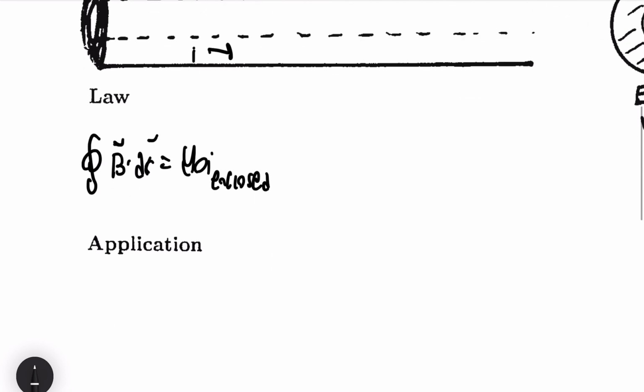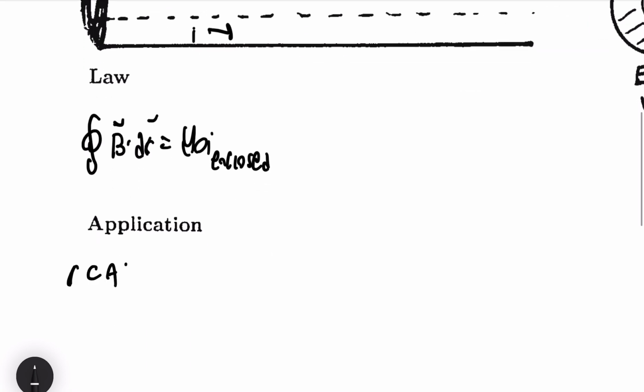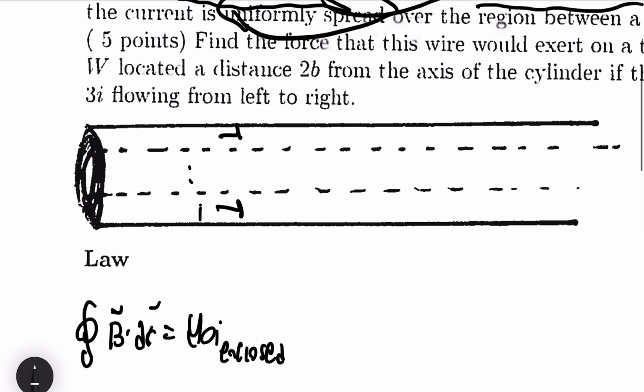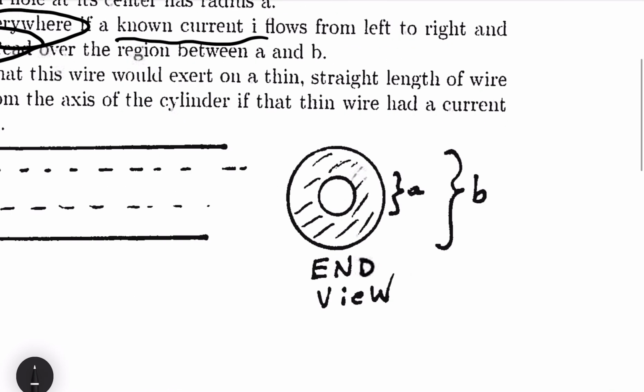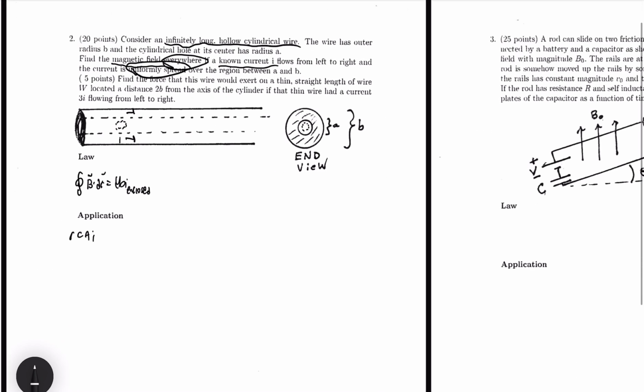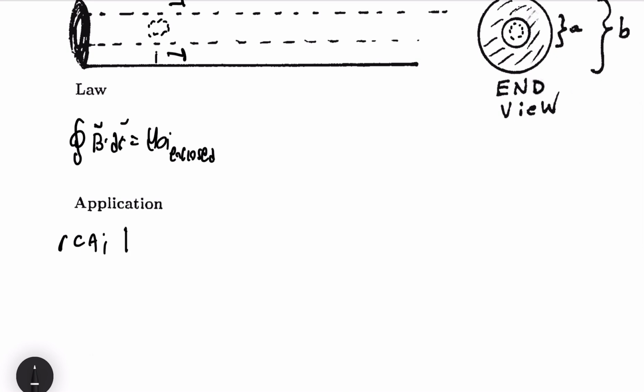So for r less than a, we're in this region. And the problem said that it has a hole. Even on the side view, we see it has a hole. So we're in here right now, and there's no current. There's nothing in there. So the magnetic field in that region is 0. Or it should be little a, not big A.